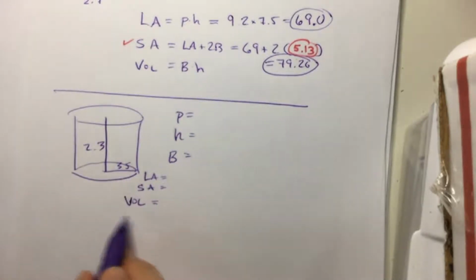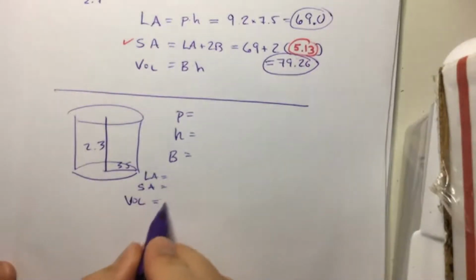Did you guys have volume as yours, or is yours lateral area, surface area? What about you, Sophia? Mine is surface area. Okay, Brianna, what's yours? I got volume. Okay, and Kyla? Surface area. Okay, so we got some different answers here, but it's the same thing.